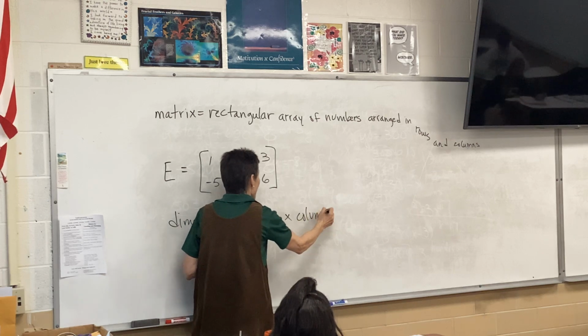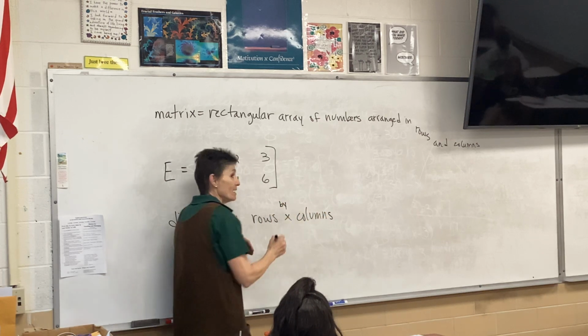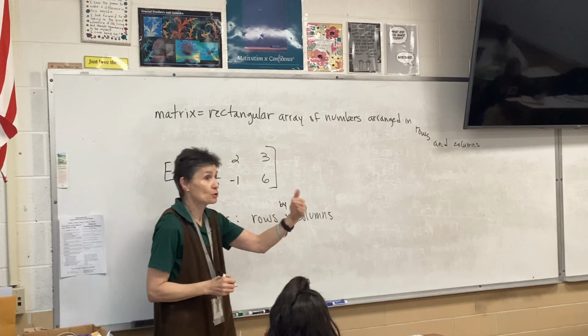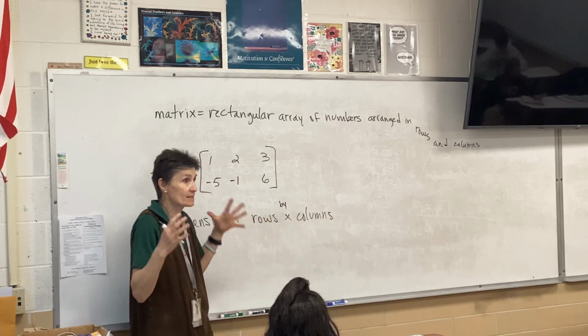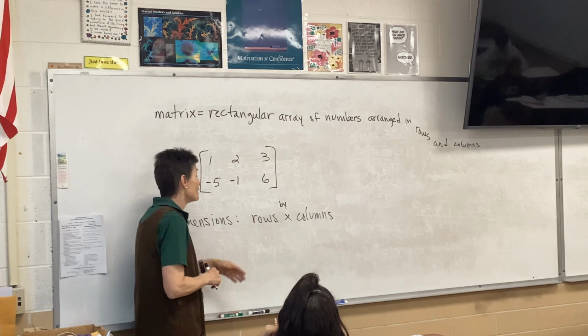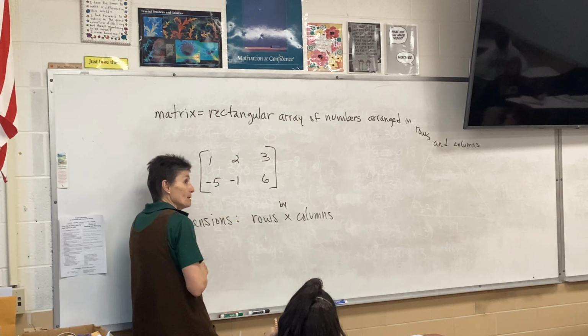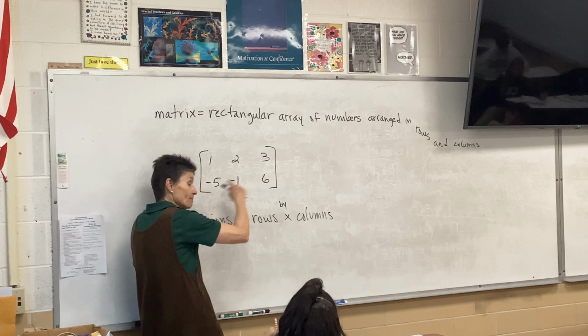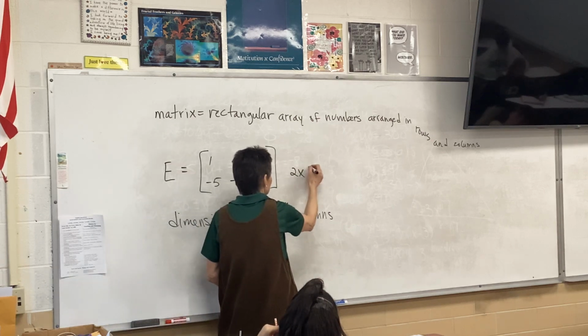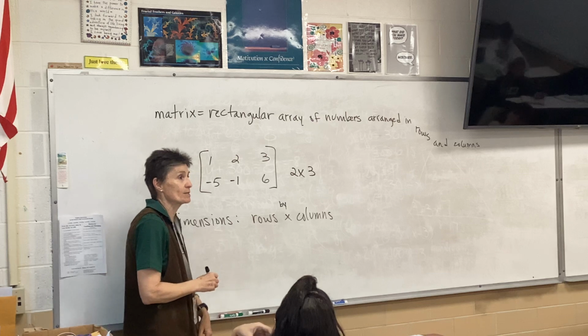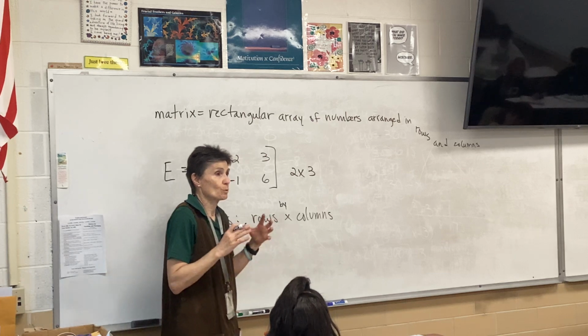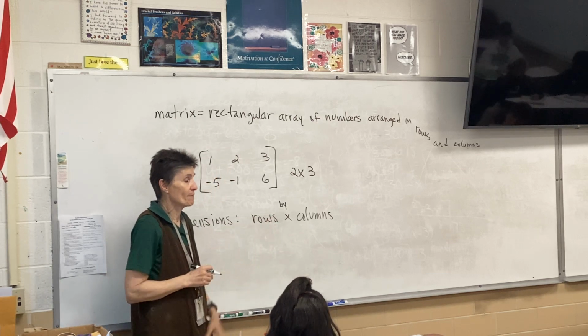The dimensions of a matrix are its rows by columns. Now that is not a times, and it looks like a times, but it's like by. Like if you go down to Lowe's and you buy a 2x4, that's what that is. It's the dimensions of it, the size of it. So rows by columns. So what are the dimensions of matrix E? Matrix E is a 2x3. Those are its dimensions. Sometimes dimensions is referred to as order, the order of the matrix.